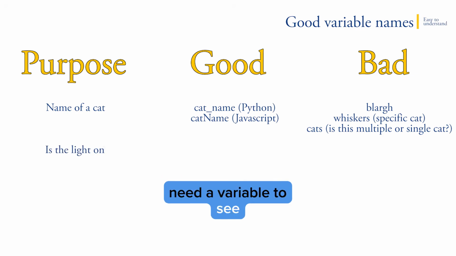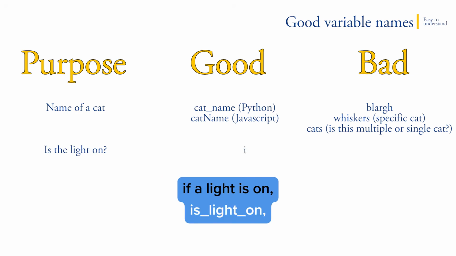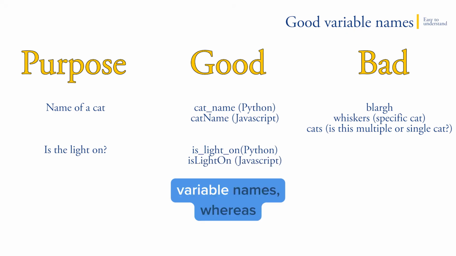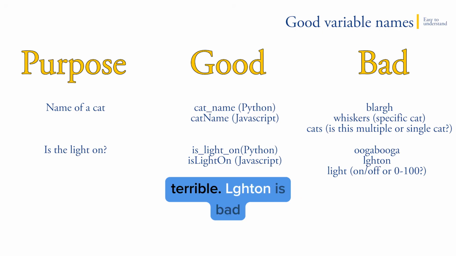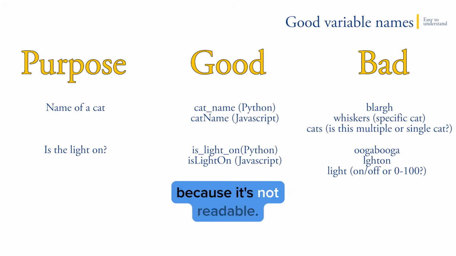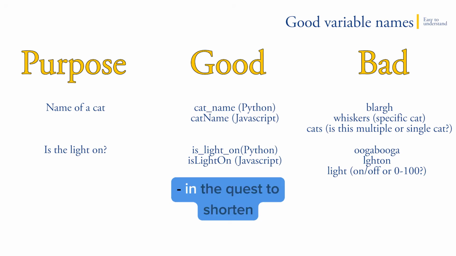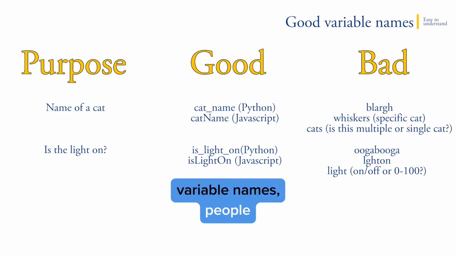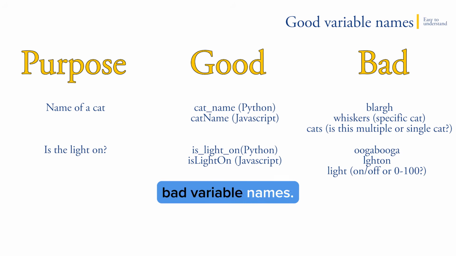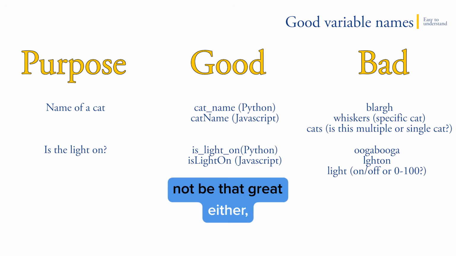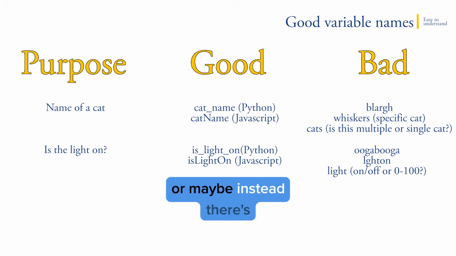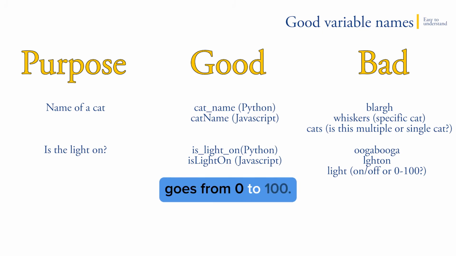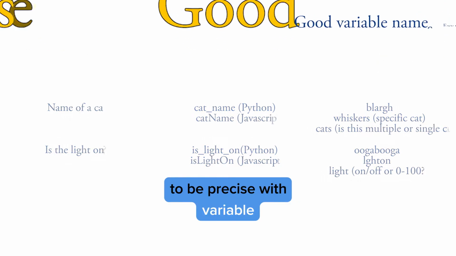Again, a common beginner mistake. If I need a variable to see if the light is on, light on or is light on are good variable names, whereas ooga booga is again obviously terrible. Legit on is bad because it's not readable. This is a common mistake. In the quest to shorten variable names, people will end up with some bad variable names. Finally, light would not be that great either because it's not obvious if we're measuring if the light is on or off, or maybe instead there's a dimmer switch that goes from 0 to 100. So this is an example of where you really want to be precise with variable names.